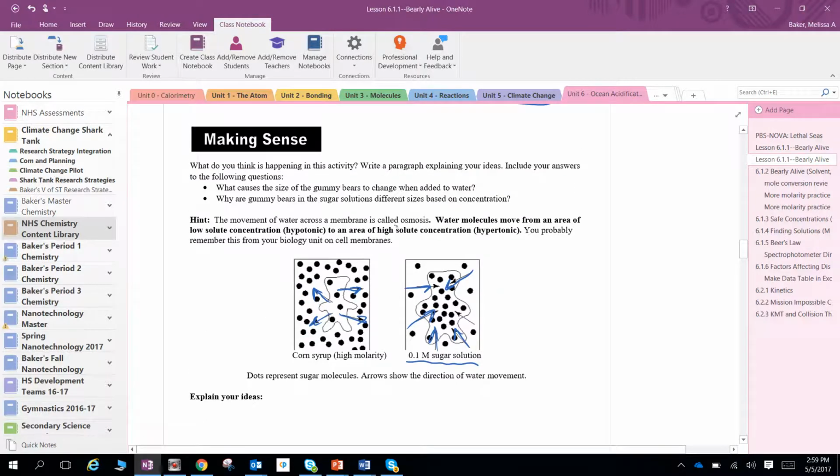So this should sound familiar to you. It's all about osmosis. Water molecules moving from an area of low solute concentration to an area of high solute concentration.